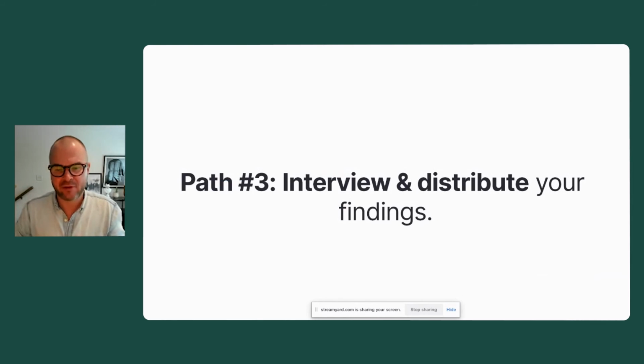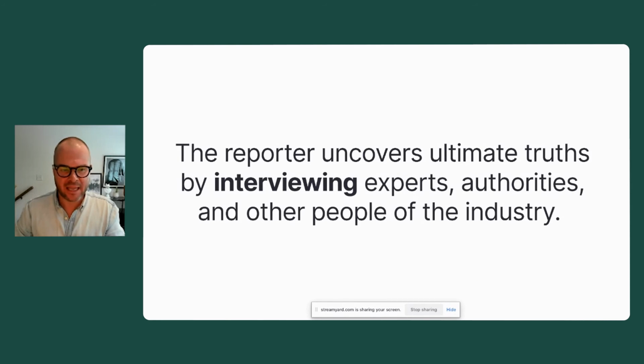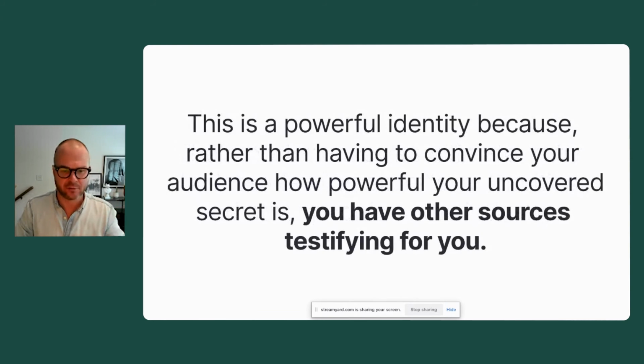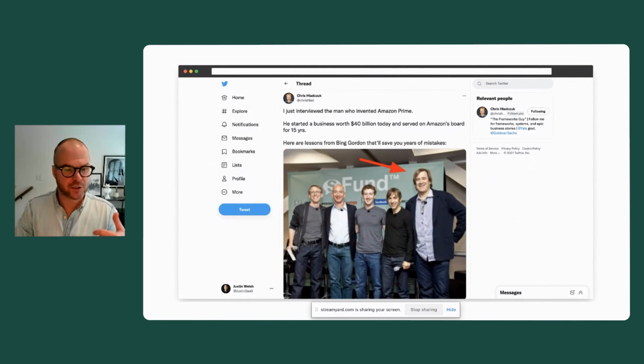And then path number 3 is interviewing and distributing. So if you have access to some people in your sub-niche, you can start interviewing them. So let's say you're a sales leader and you want to start interviewing a bunch of sales leaders. You can interview experts, authorities, other people in your industry, and you can start to take all the things that you learn and distribute those to your audience.